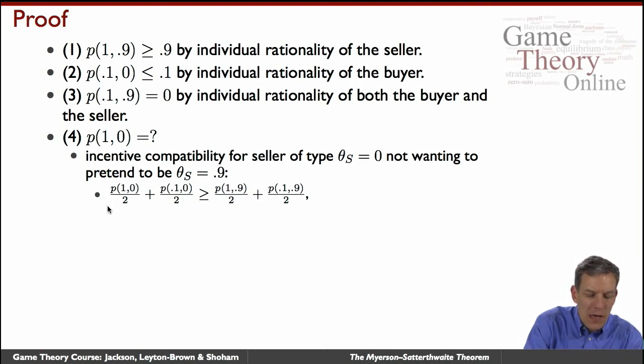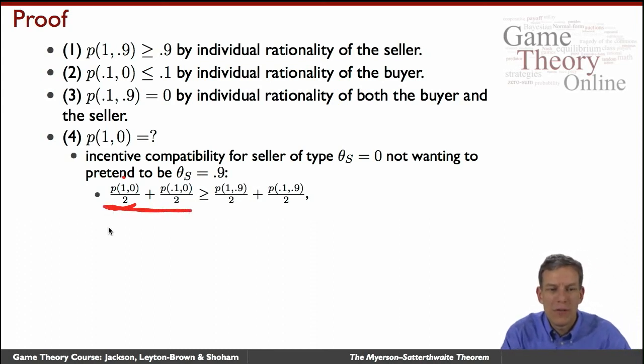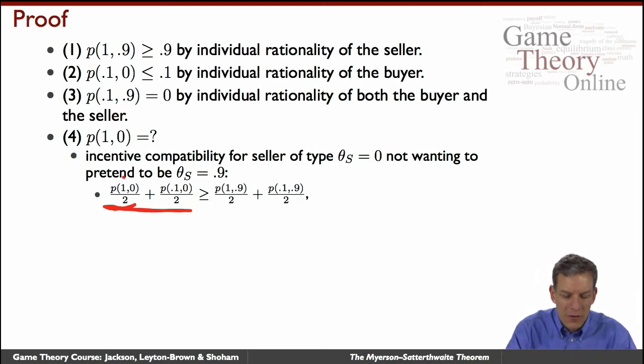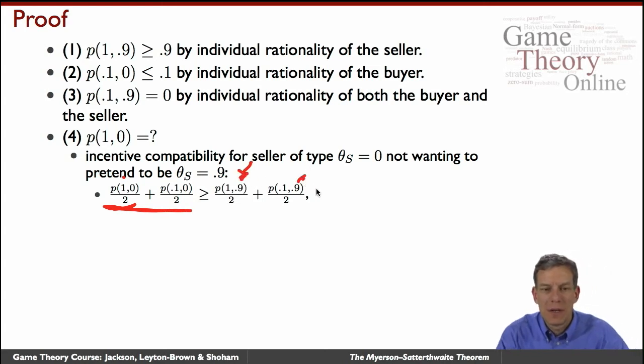Well, half the time I'm going to be faced with a buyer of type 1. Half the time I'm faced with a buyer of type 0.1. So my expected utility is going to be the average of those two prices. And it has to be better than me pretending that I'm a 0.9 type. So alternatively, I could pretend that I'm a 0.9 type instead, and these would be the prices I would get.